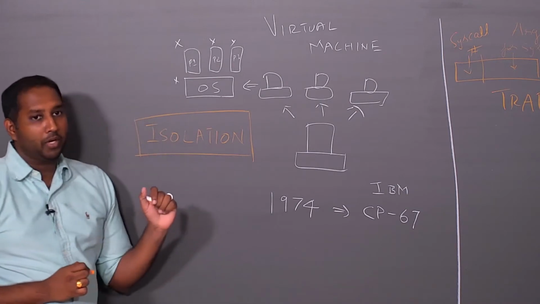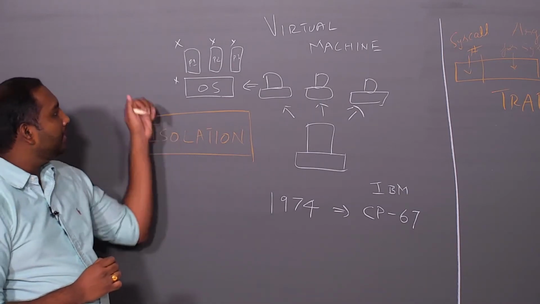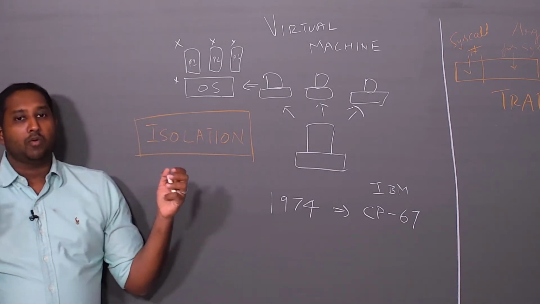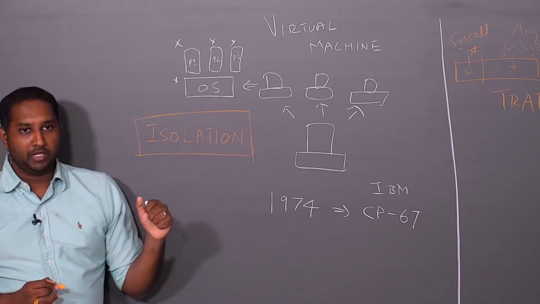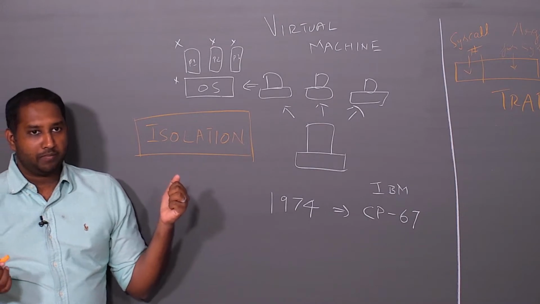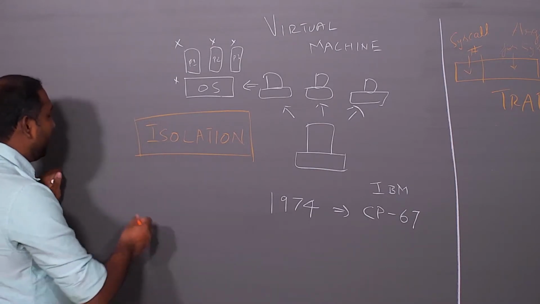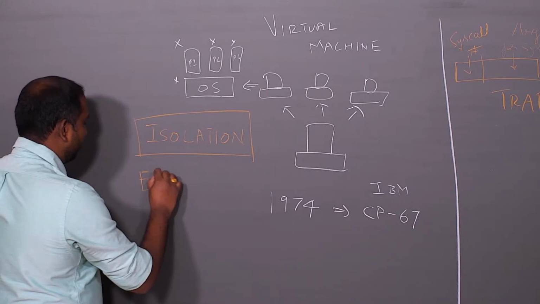Okay, we want the property that basically when one virtual machine or one process inside a virtual machine does something, it does not affect the other virtual machines. So it's sort of an important property to have. Okay, another property is efficiency.